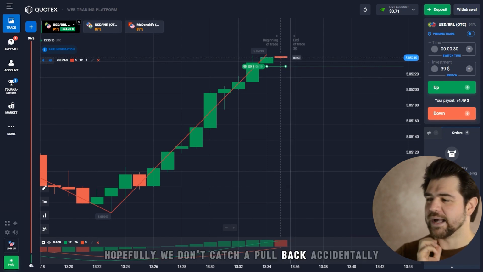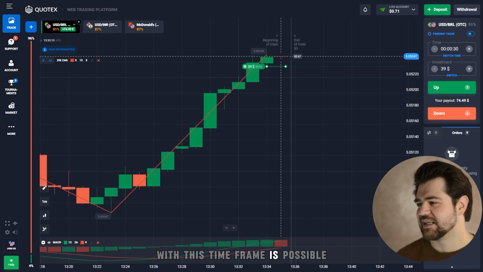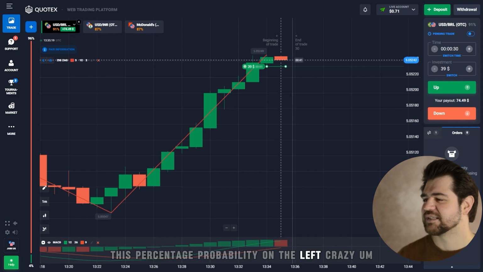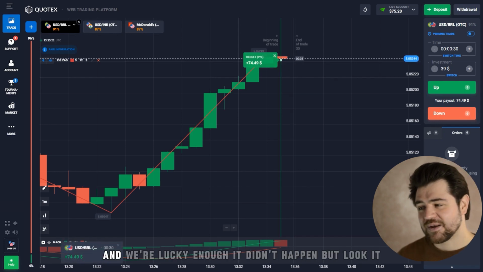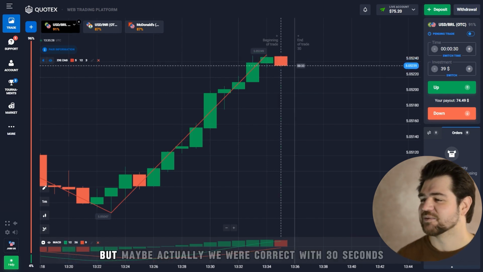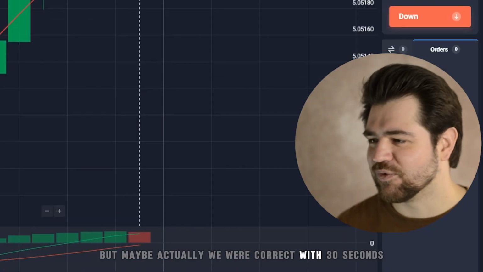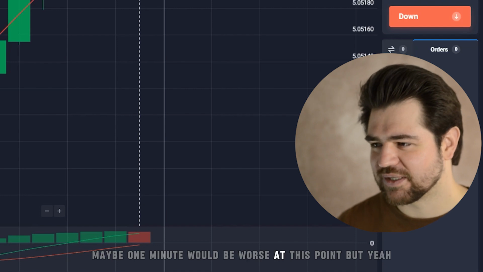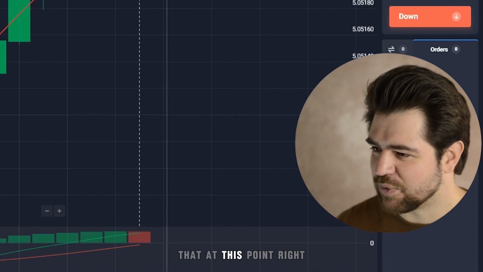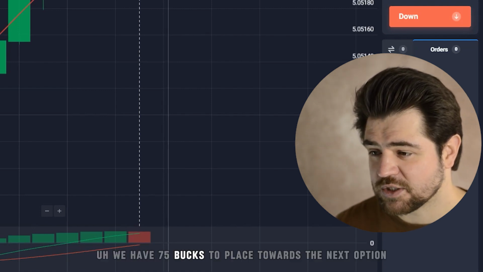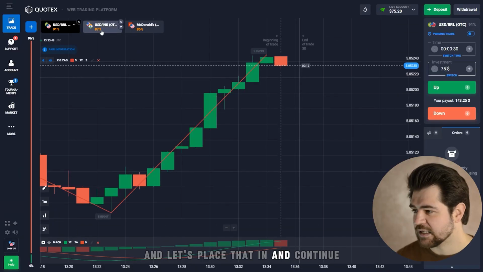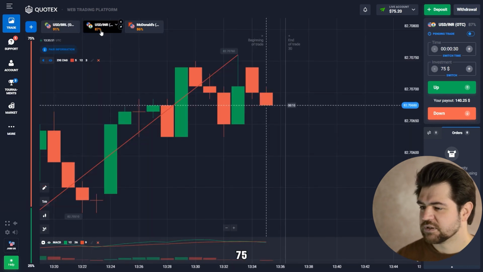Hopefully we don't catch a pullback accidentally with this time frame. It's possible, because look at the line, this percentage probability on the left. It's crazy. And we're lucky enough it didn't happen, but look, this is happening exactly now. So maybe actually we were correct with 30 seconds. Maybe 1 minute would be worse at this point. But yeah, I'm considering to change at this point. Right, we have $75 to place towards the next option, and let's place that in and continue. 75.